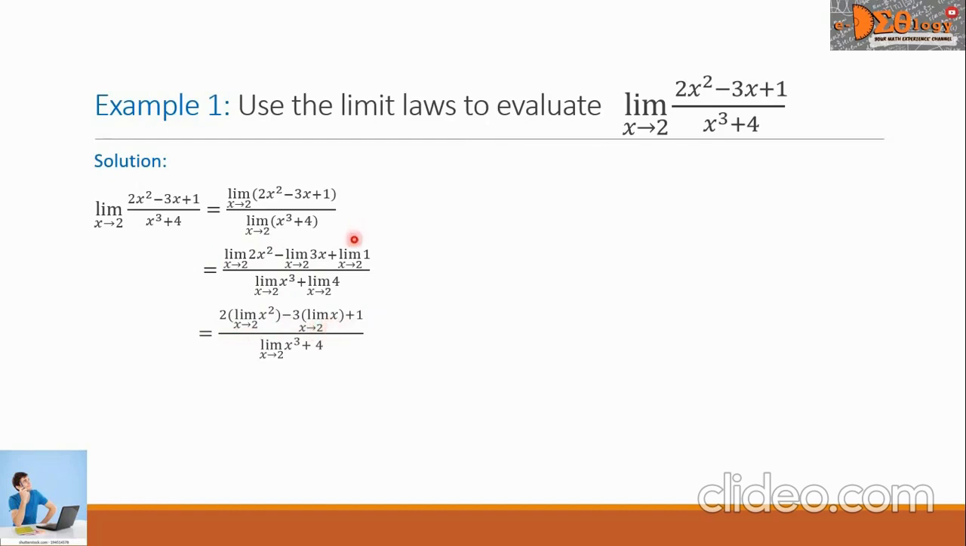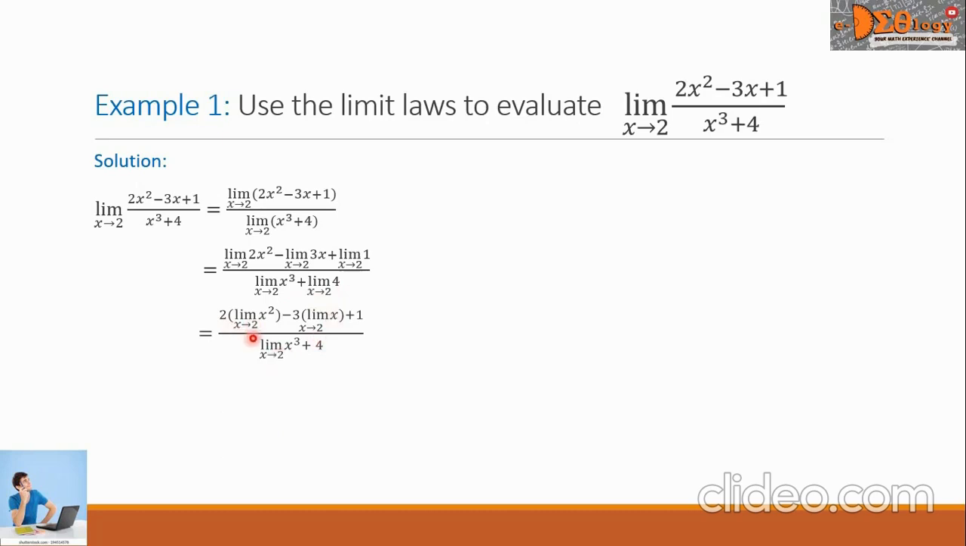Now, the limit of 1 as x approaches 2. This is the limit of a constant. The answer is a constant. While in the denominator, we will copy this expression down here, plus let us evaluate the limit of 4 as x approaches 2. So we write that constant here. On the next step, we will now evaluate the limits respectively.